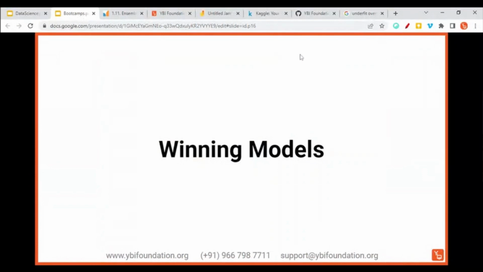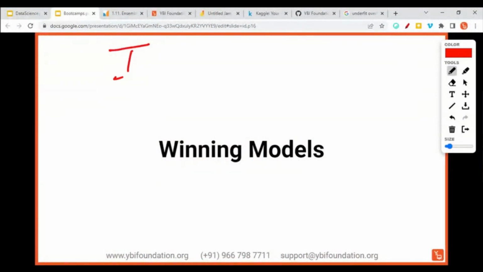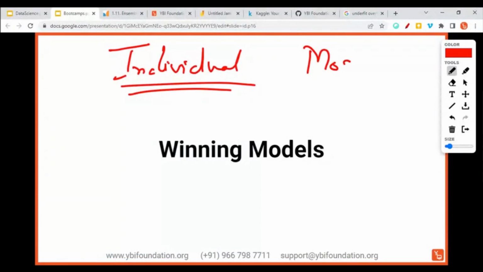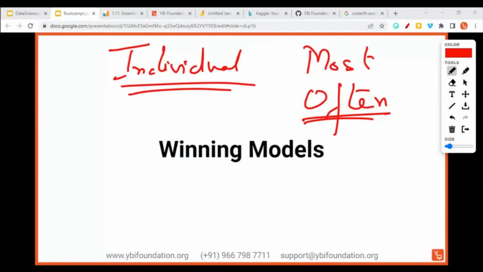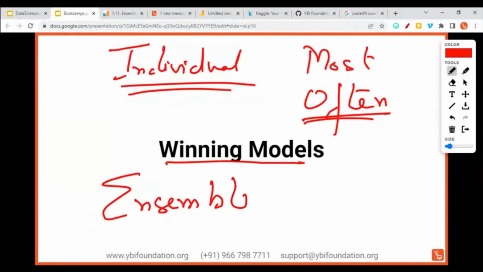So the models that are considered winning are actually not an individual model. Generally, or I will say most often, jyadatar, most of the time, the winning models are ensemble models. Is it clear? Now, what is the meaning of ensemble?